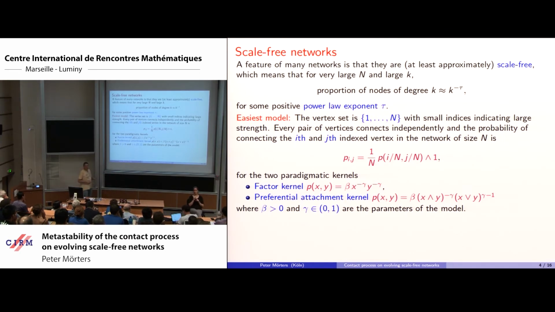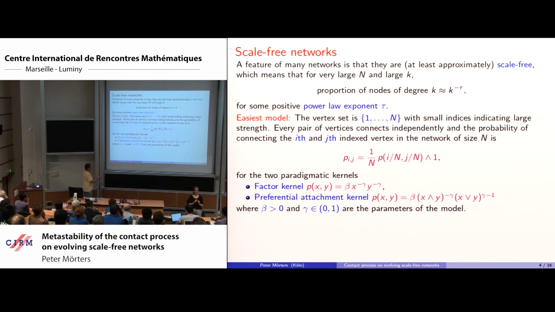If you have an interesting model that has a different kernel P, then I would be interested to hear, because our methods are for general kernels P. I only present the results for these two, in my opinion, most important cases.